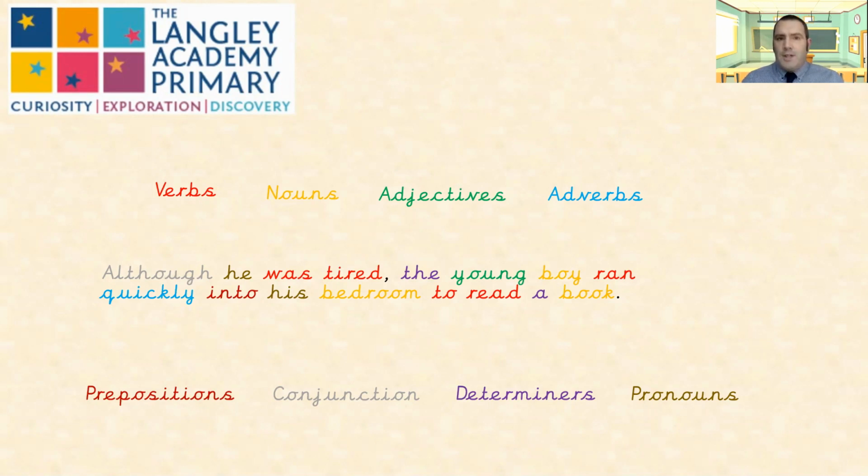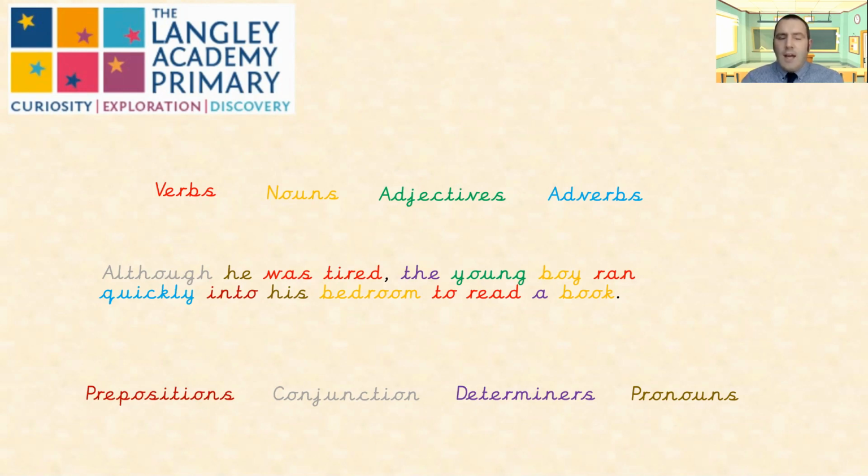Into, that's our preposition. His, another pronoun there. Noun again, bedroom, to read, another verb. A, so we've got a determiner, and book. So this is how they go together to create our sentences. So every word in this sentence has got a specific purpose there, and it's got a role to play in that sentence.